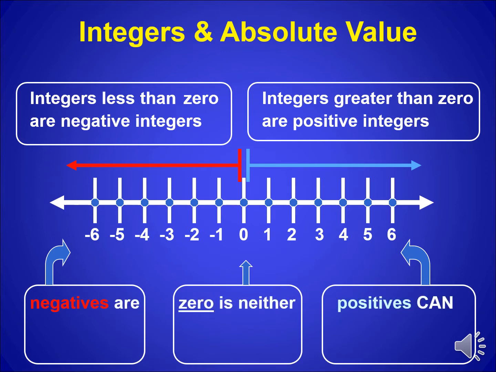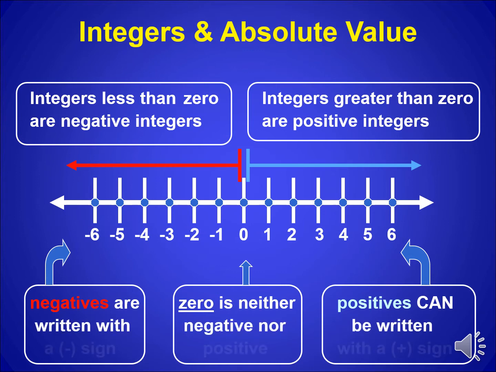0 is neither negative nor positive. 0 is non-negative and non-positive. 0 is the set of 0. The positive can be written with a plus sign, or we can write it without a sign. But the negative are written with a minus sign.